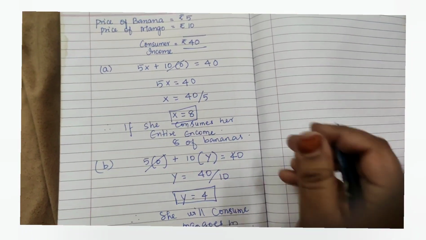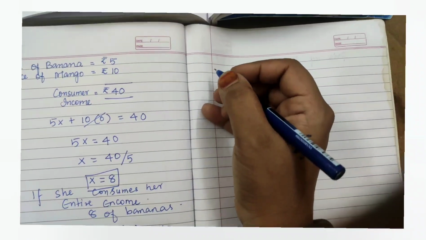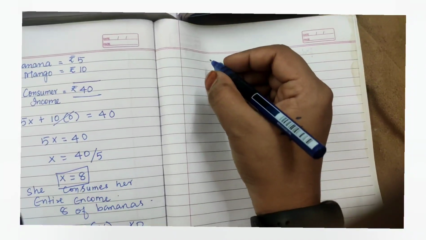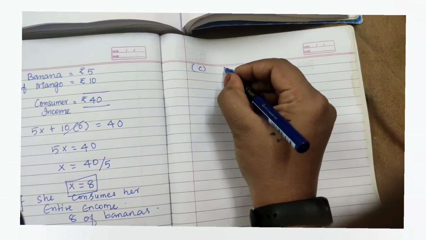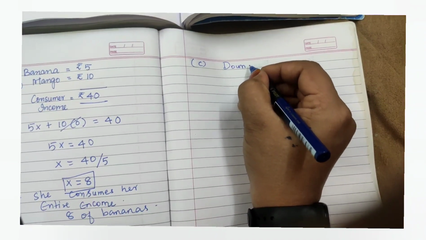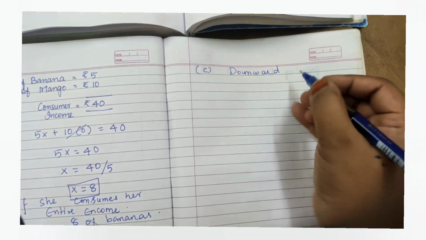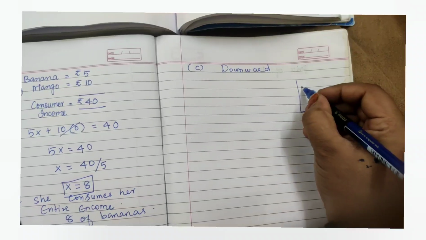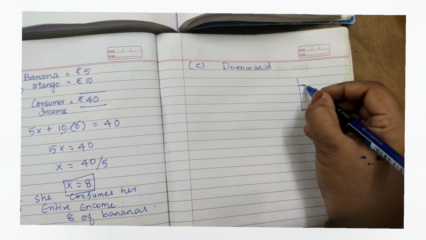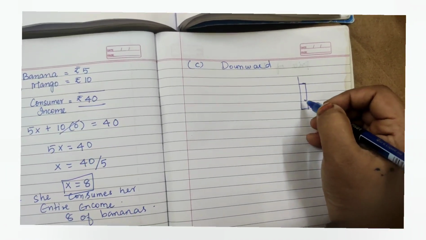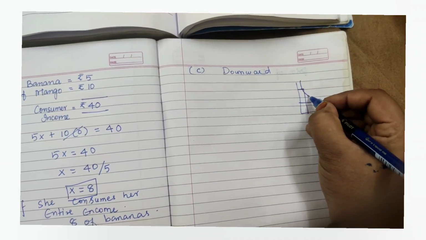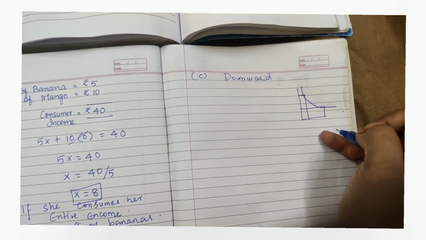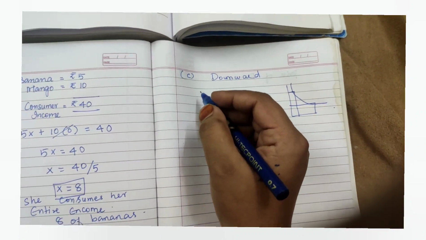Now the third question: is the slope of the budget line always downward or upward? The answer is always downward. Why? That also we can explain. If she consumes more of the banana, then less of the mango; less of the banana, then more of the mango. By that it will always slope downward. So that is also done.